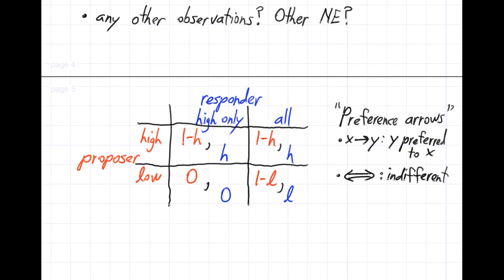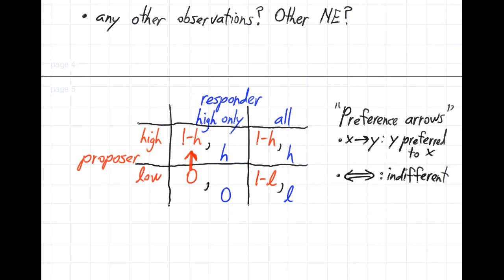Okay, so using that, let's look at the preferences for the proposer. On the left-hand side, if the responder is going to accept high only, then the proposer would prefer to make a high offer rather than a low offer, because in the case of a low offer, it's not going to get anything. So the arrow points up, the preference arrow, which means that in this left-hand column, the proposer is drawn towards the upper box.